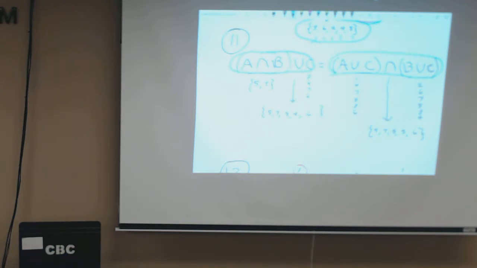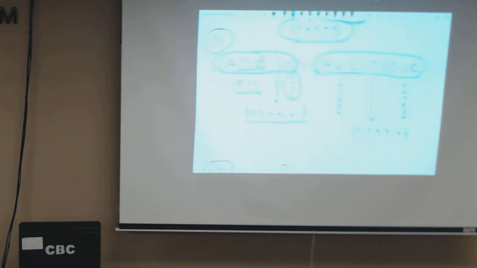So what's the intersection of A and B? 5 and 7. What's C? 3, 4, 7, 6. What's the union of those two? 5, 7, 3, 4, 6. Everybody follow that? Did I go too fast?